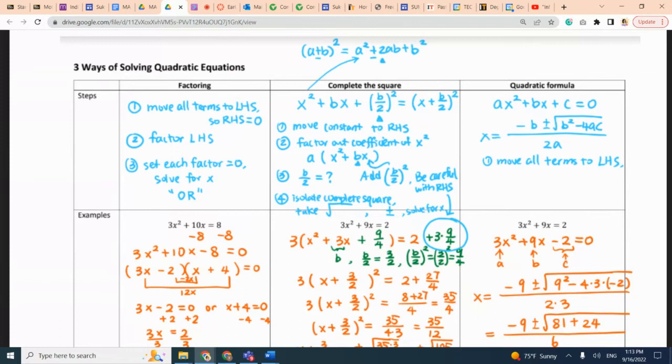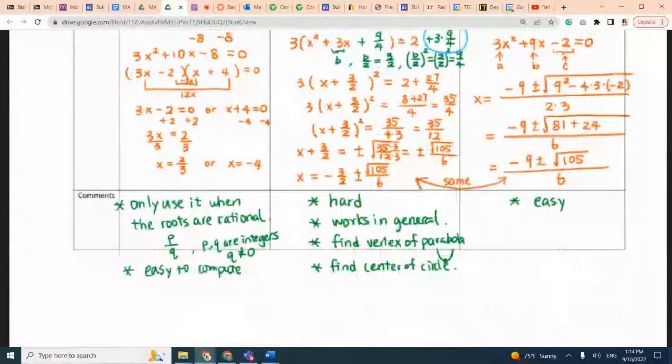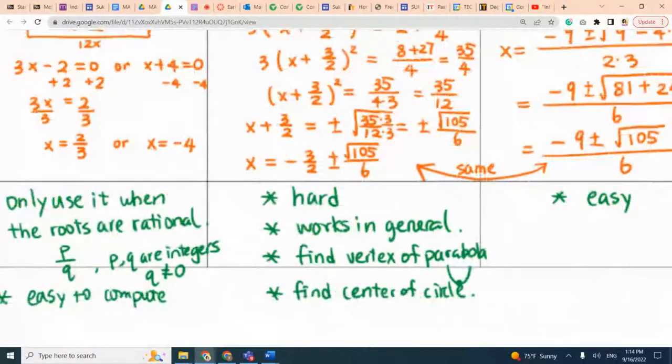And then, okay, what is that? Well, the common denominator is 4. 2 is like 8 over 4. And then 8 plus 27 is 35 over 4. Okay, and then we keep going. So 35 over 4, both sides divided by 3. Now we get 35 over 12.